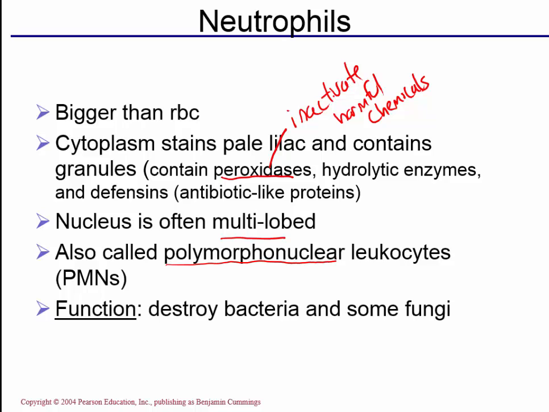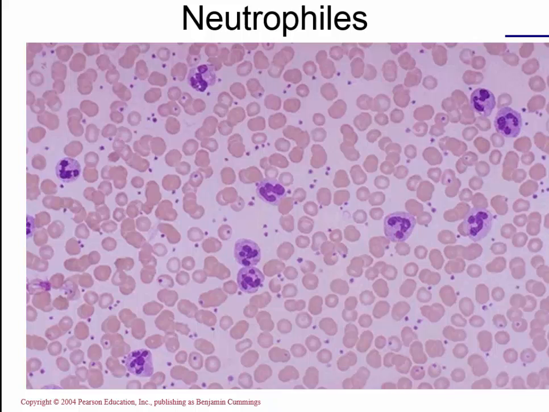If we didn't know what this word meant, we could break it down into three parts, in which poly means many, morph means shape, and nuclear refers to the nucleus. So literally this word means white blood cells in which the nucleus has many shapes, many lobes. The function of neutrophils is to destroy bacteria and some fungi. We're going to find that when it comes to white blood cells, each one has a very specific target that it attacks when defending the body.